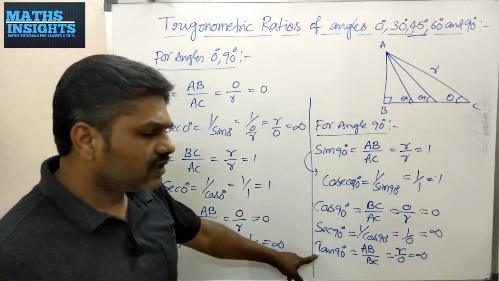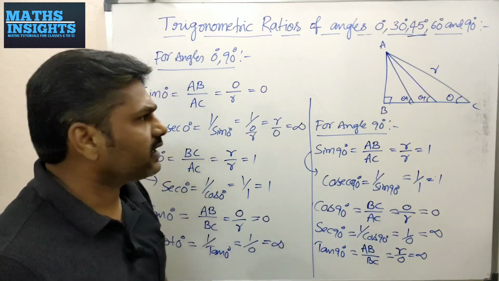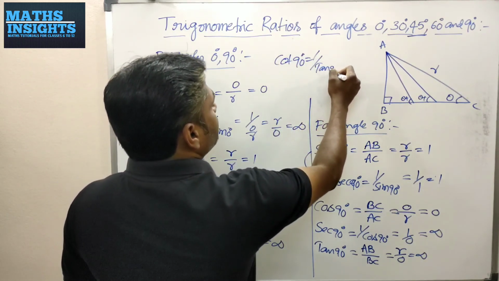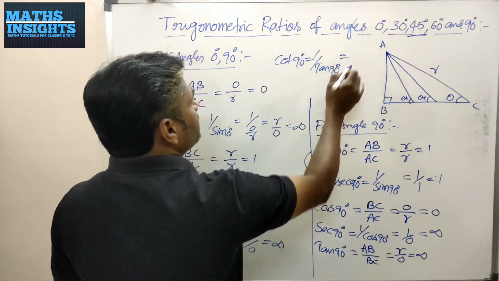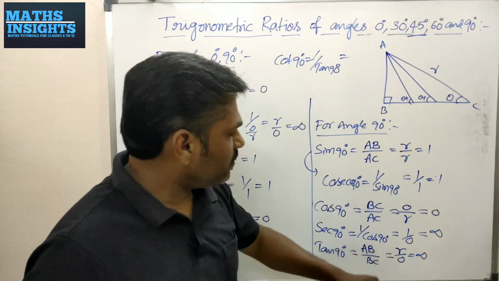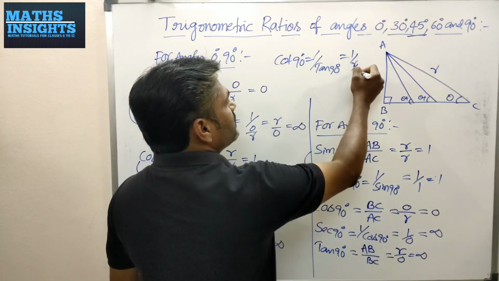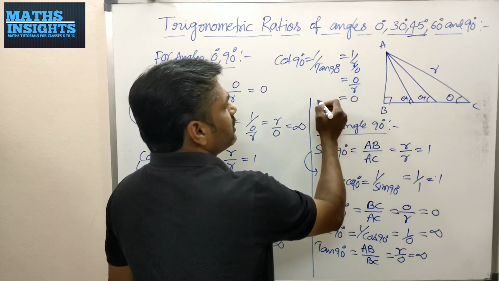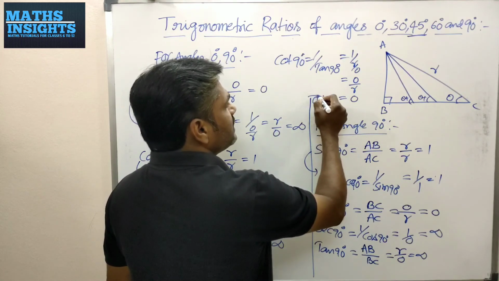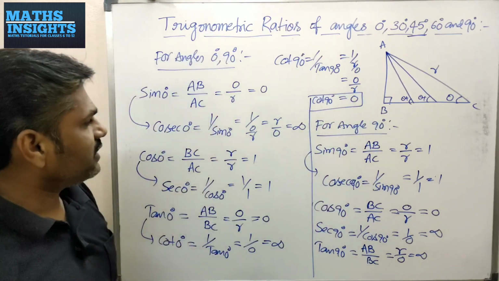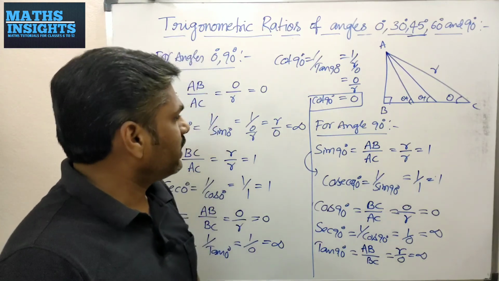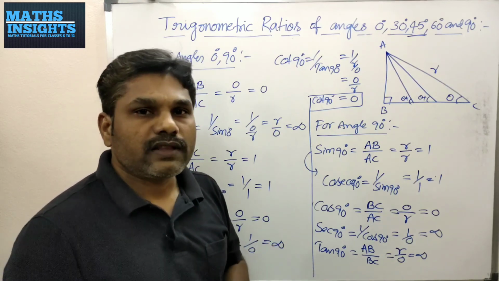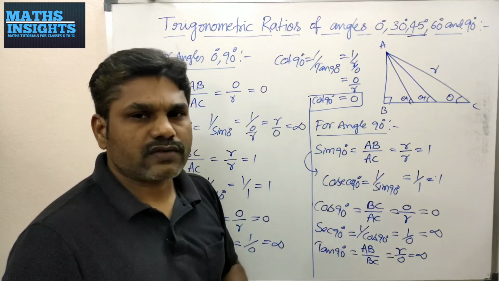And if you take the reciprocal of this tan 90, that is cot 90. Cot 90 is 1 by tan 90, that is 1 by r by 0. 1 by r by 0 equals, see, this will become 0 by r, which equals 0. Therefore cot 90 degrees is 0. These are the values for 0 degrees and 90 degrees. These two angles will somewhat confuse you, but you have to remember these values. Theoretically these are the values.